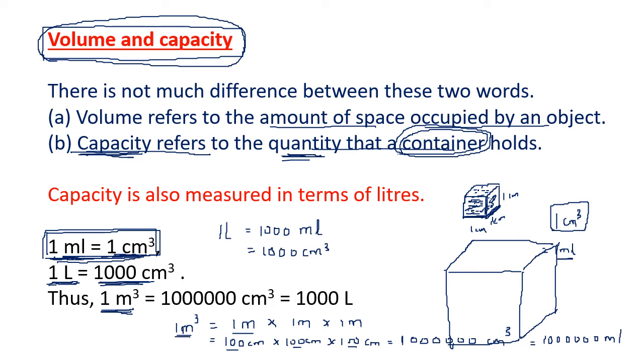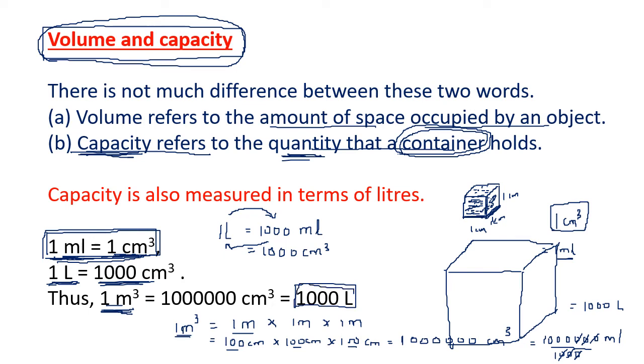Now to convert liter into milliliter, we multiply by 1000. So to convert milliliter into liter, we'll divide by 1000. So this 10 lakh will be divided by 1000. 1, 2, 3. 1, 2, 3. So we get 1000 liters. So 1 meter cube is 1000 liters.